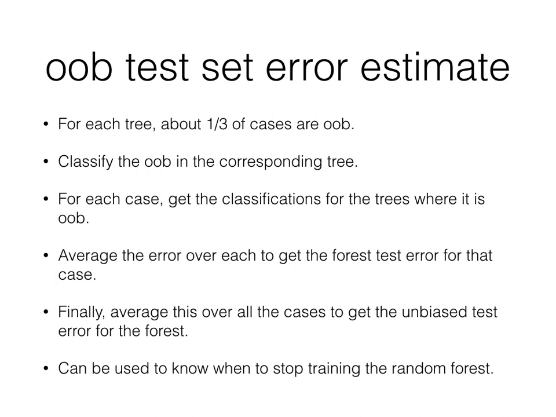And if we do that, that gives us an unbiased test error for the entire forest. And we can use that to know when to stop training the random forest, because as soon as it starts to increase, then that's an indication that we're starting to overtrain.